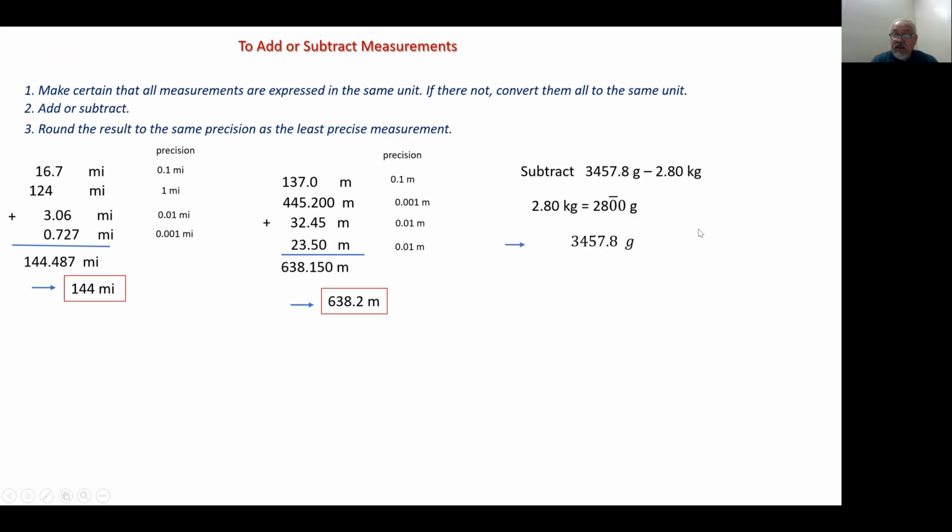Now let's subtract these two measurements. And what do we have? Well, we have this answer. The answer is correct, but now let's apply precision. What is the precision for this measurement? 0.1. For the second one, it's going to be 10 grams. What is the least precise? 10 grams. So what should be the answer for this result? It's going to be 660 grams, because that's the precision right here in the tenths. Okay, perfect. Now let's go to multiply and divide measurements.